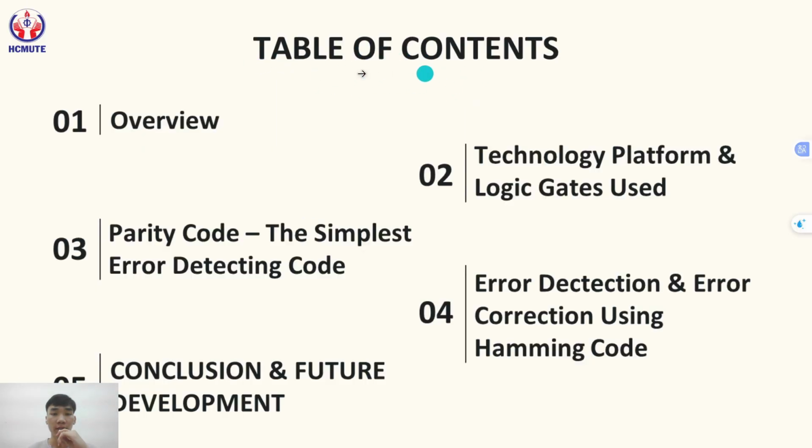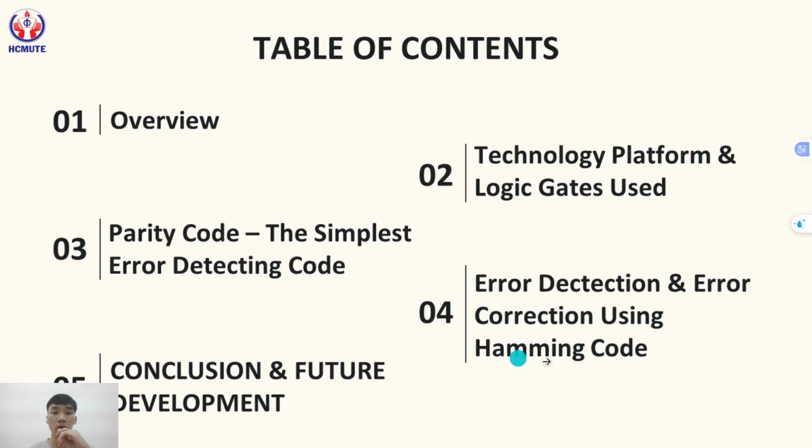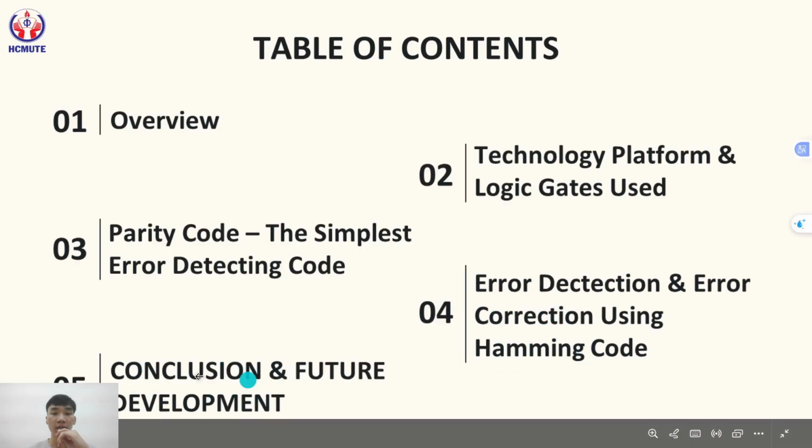About the main content, the report is divided into 5 chapters. Chapter 1, Overview. Chapter 2, Technology Platform and Logic Gate Use. Chapter 3, Parity Code, the simplest error detecting code. Chapter 4, Error detecting and error correcting using Hamming code. And the last is Chapter 5, Conclusion and Future Development.